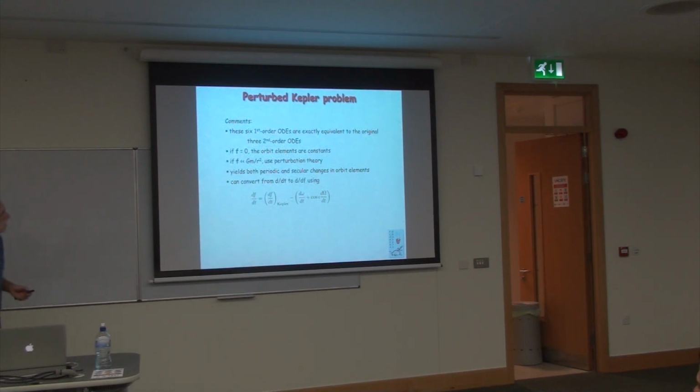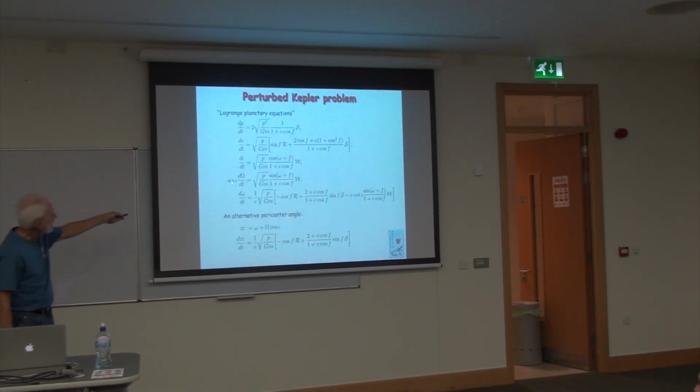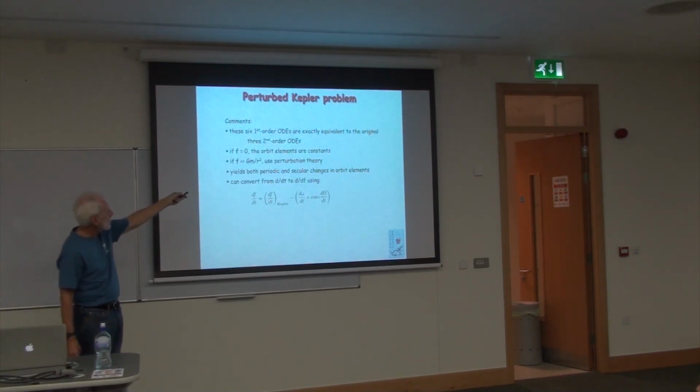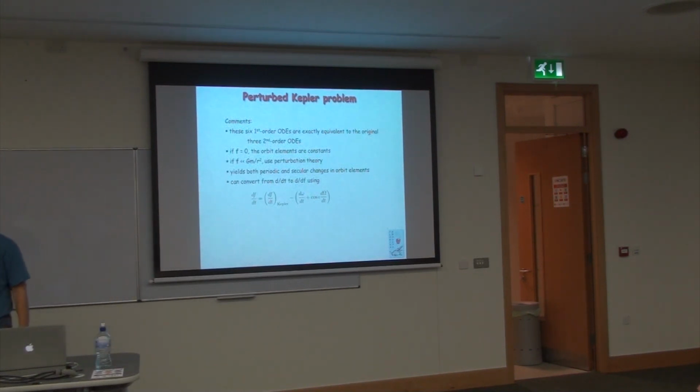The point is that these five first-order differential equations, and there's another analogous equation for the capital T, the time of pericenter passage, those six first-order differential equations are mathematically equivalent to the three second-order differential equations that defined our original perturbed Kepler problem. So it's simply recasting the exact equation, dV/dt equals the Newtonian bit plus f, into some first-order differential equations for the six orbit elements of the oscillating orbit.